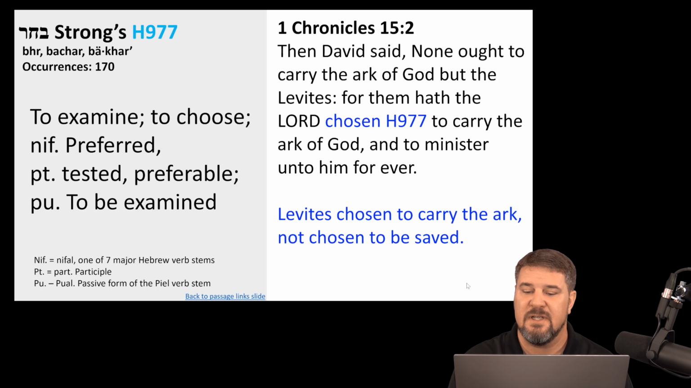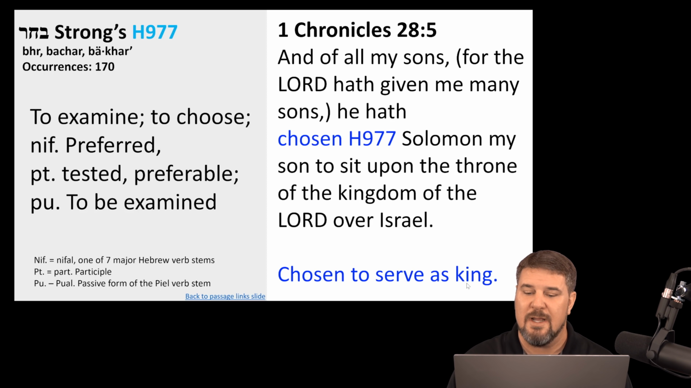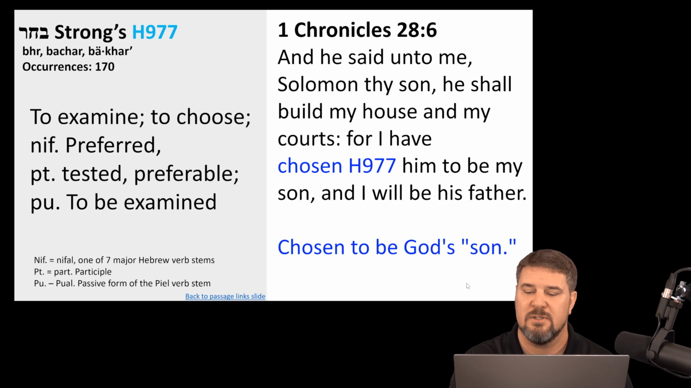In 1 Chronicles 15:2, the Levites are chosen to carry the ark, not chosen to be saved. In 1 Chronicles 28:4, we have somebody is chosen to serve as king. In 1 Chronicles 28:5, somebody is chosen to serve as king, not chosen as the only person to be saved. And also, Solomon is chosen to be God's son. That's interesting. So you could use that with not the inductive method, but inductive reasoning, and you could try to spread that across other people.